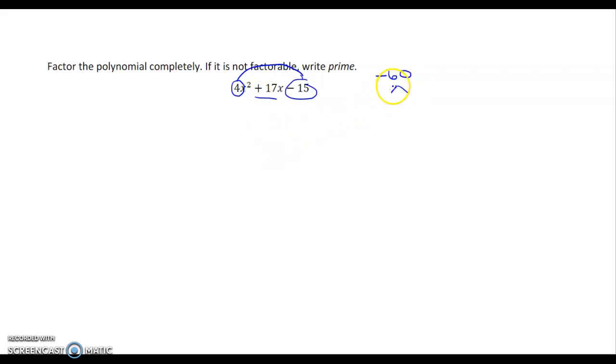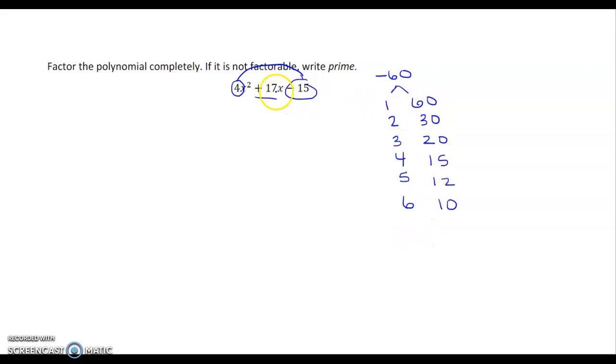Now we're going to look for factors of negative 60 that add up to this middle term of positive 17. So because it's negative 60, that tells us one term has to be negative, one has to be positive. So we'll have 1 and 60, 2 and 30. We can kind of see these aren't going to work. They're going to be too far apart. 3 and 20, ooh, there's a possibility. 4 and 15, 5 and 12, 6 and 10, and I think that's going to be it.